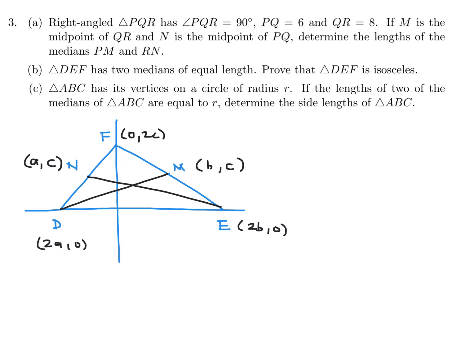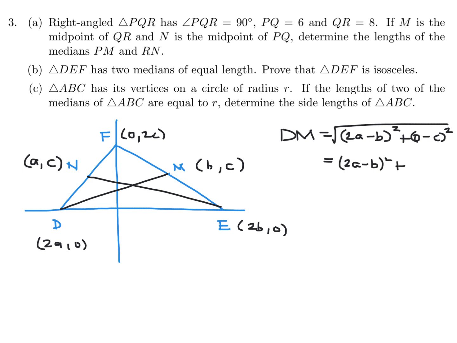So that's the setup. And now we can calculate the lengths. DM, which is the first median, it would be basic Pythagoras again. Or not Pythagoras, sorry, the distance formula for a line. So it would be the square root of (2a minus b) all squared plus (0 minus c) all squared. And this is (2a minus b) all squared plus c squared.